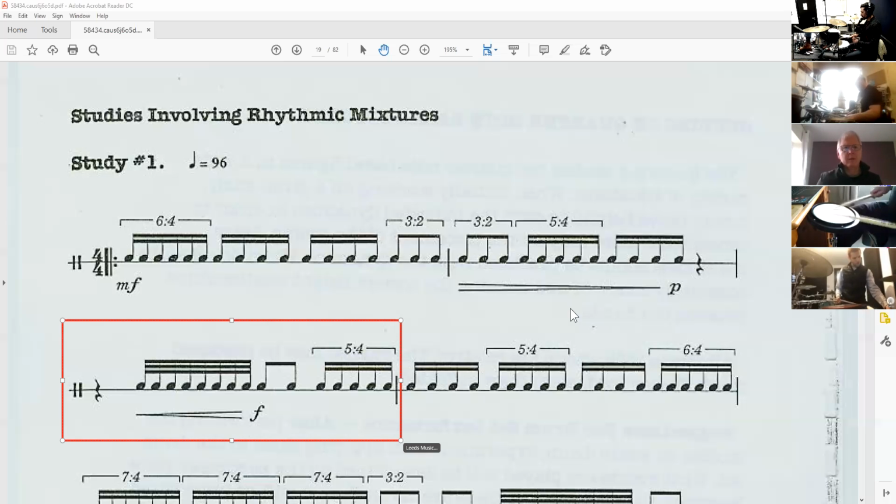1, 2, 3, 4. 1, 2 and the 2 and the 3 and 4 and the go 1, 2, 3, 4. 1, 2 and the 2 and the 3 and 4 and the go 1, 2, 3, go. 1, 2 and the 2 and the 3 and 4 and the go 1, 3, 4.